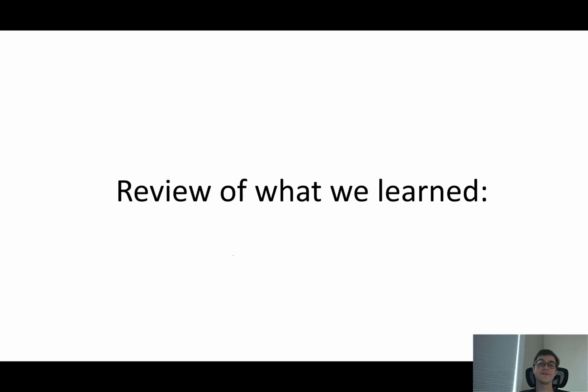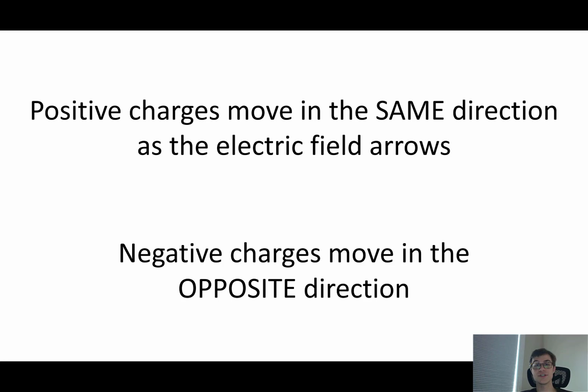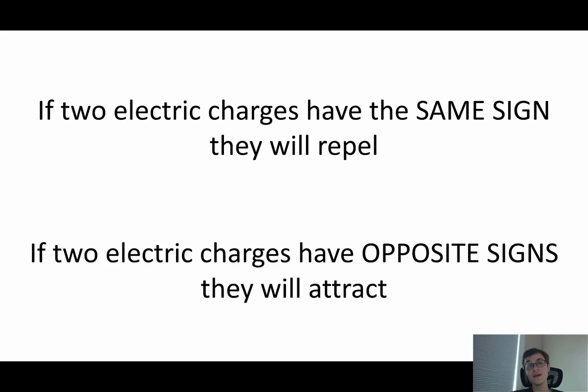So here's a review of everything we learned. Positive charges make outward pushing vectors. Negative charges make inward pointing vectors in the electric field. Positive charges, they do what the arrows tell them to, and they move in the same direction. Negative charges move in the opposite direction of the electric field vectors. If 2 electric charges have the same sign, so positive and positive, or negative and negative, they're going to push away from each other. But if they have opposite signs, like a positive and a negative, they will attract.